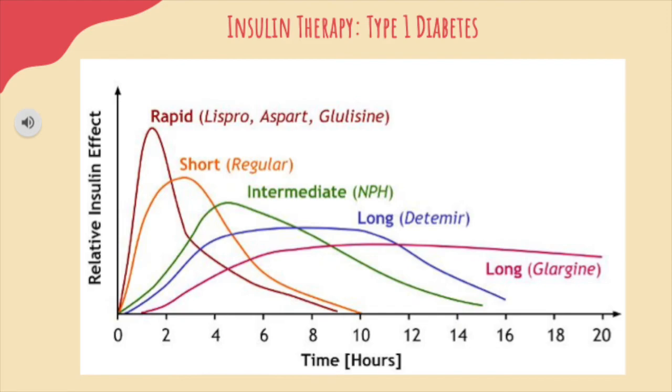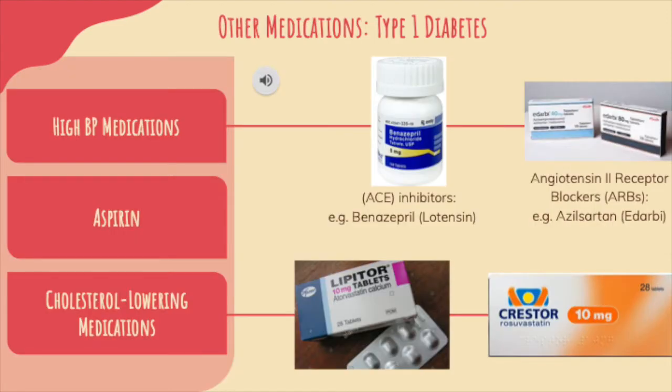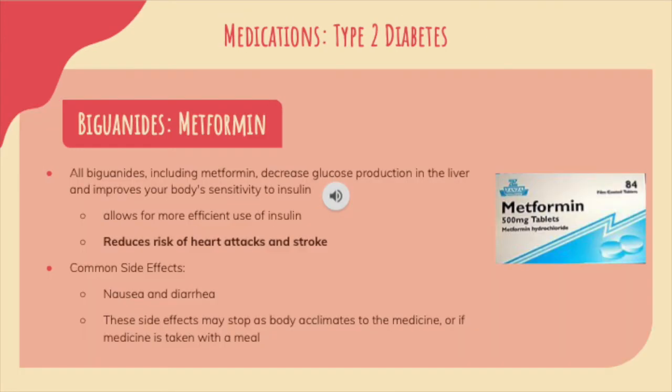There are also other medications that can be prescribed to those with type 1 diabetes, such as high blood pressure medications. So your doctor may prescribe angiotensin-converting enzyme inhibitors, or ACE inhibitors, as well as angiotensin II receptor blockers, ARBs, to keep your kidneys healthy. These medications are recommended for people with diabetes who have blood pressures above 140 by 90 millimeters of mercury. Also, we can use aspirin daily to protect your heart, as well as any cholesterol-lowering drugs, including Lipitor and Crestor.